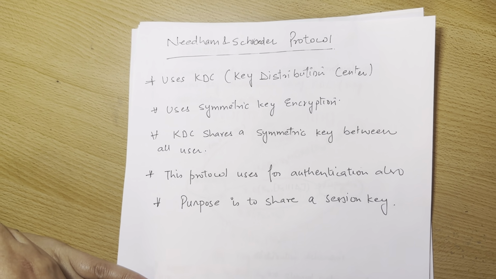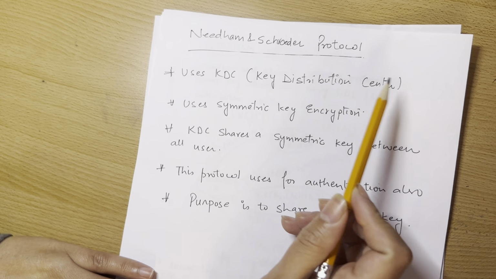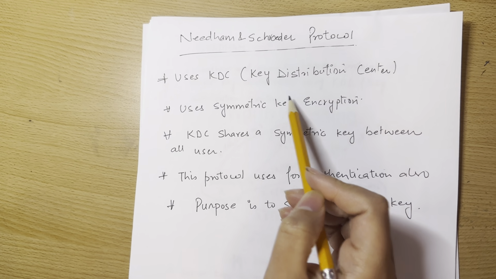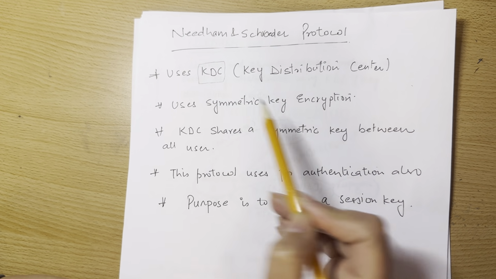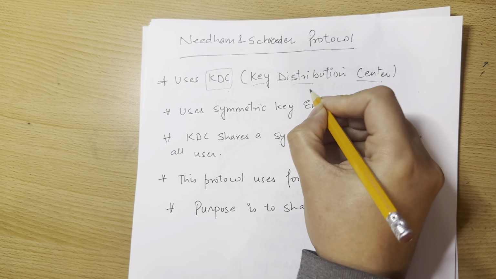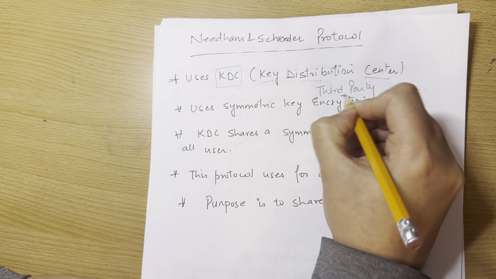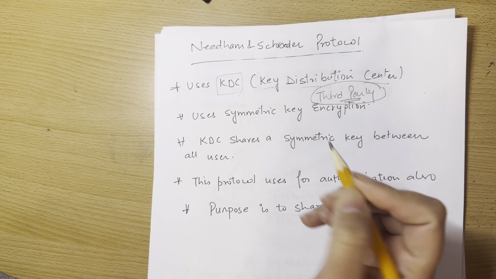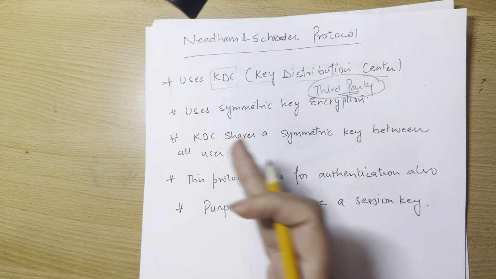And let's start the protocol. This protocol is used to share a session key between sender and receiver using a third party called KDC. The KDC is called Key Distribution Center. It is a trusted third party which is used in order to share a common key between Alice and Bob.